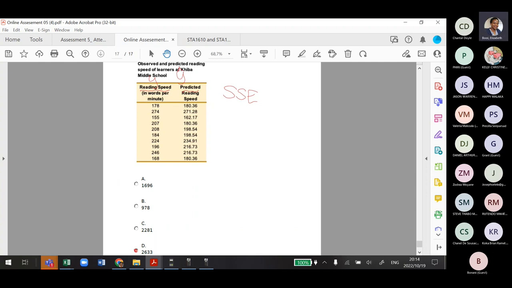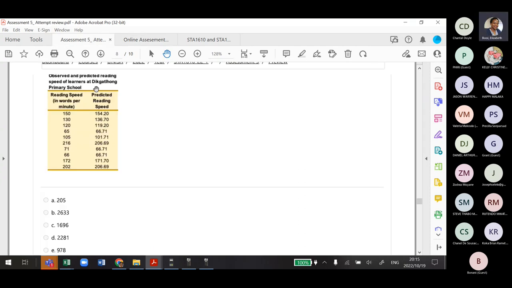So you just substitute. The formula is the sum of your Y value minus your estimated value squared. So you just take this value minus that, square the answer and do the rest and add them together. That should be it. And this should be the same as what you have on here.